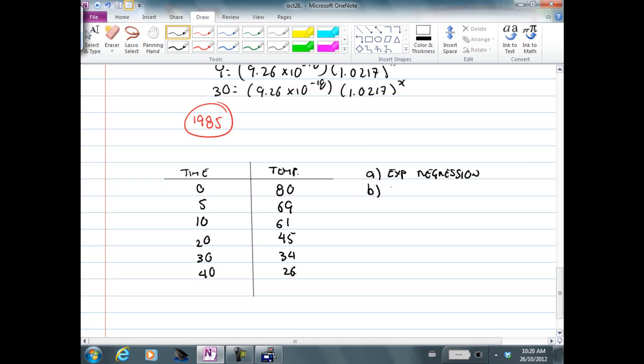B, I want you to find the temperature at 12 minutes. C, I'm going to ask you at what time will the temperature be 40 degrees Celsius.